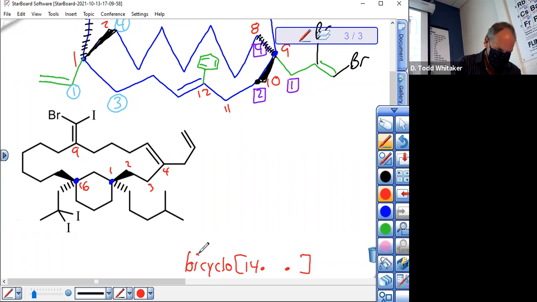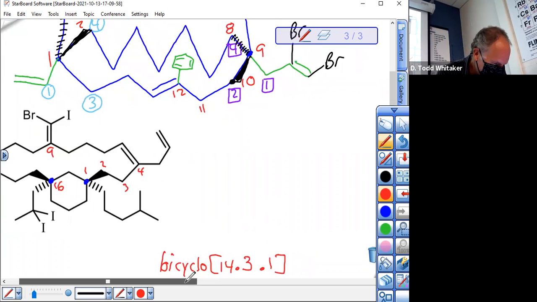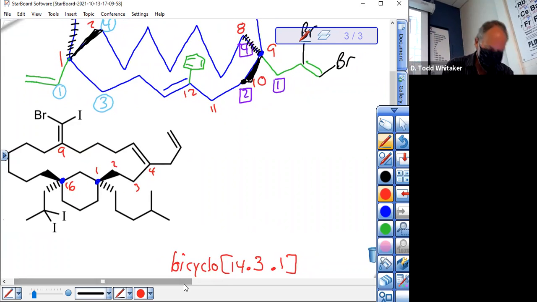Okay. And then the next biggest one's the one going down, isn't it? That's a 3. And the smallest one is the one in the middle. It's a 1. What's 14 plus 3 plus 1? And then add 2 dots. Oh, it's our favorite 20. How do you say 20 carbons? Icosene. And the ene's between 4 and 5. How do you say that? 4.